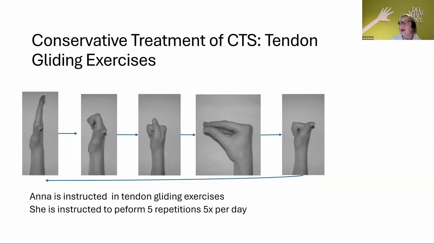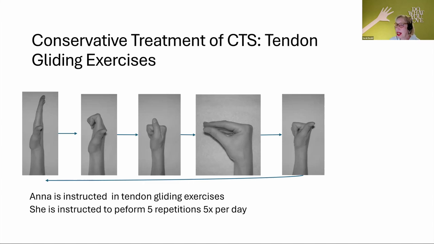We're also going to instruct her in tendon gliding. The purpose of tendon gliding is to get those tendons to slide by the nerve, okay? And not get stuck, not catch if there's any scarring or adhesions that have developed. We want them to glide freely away from one another.